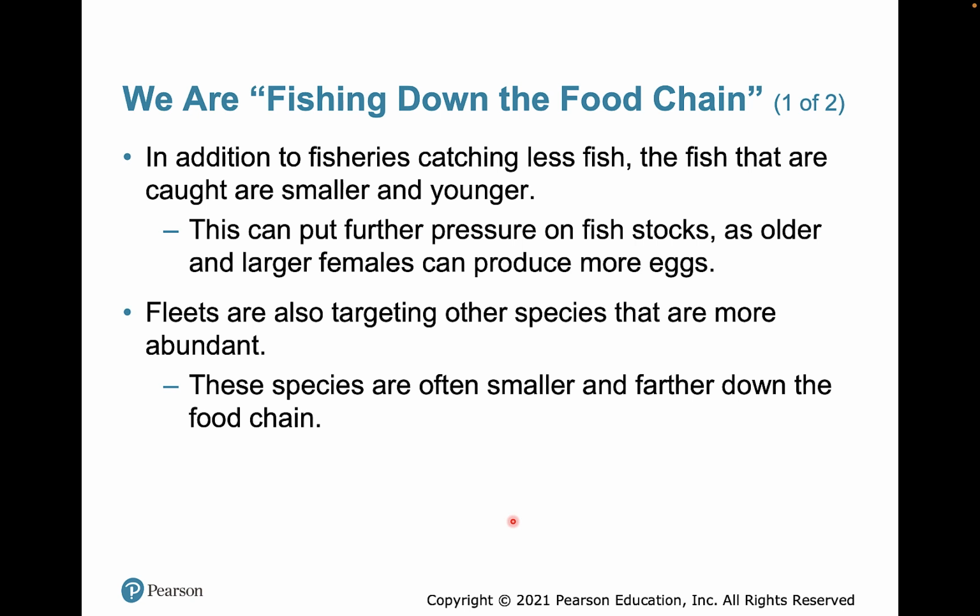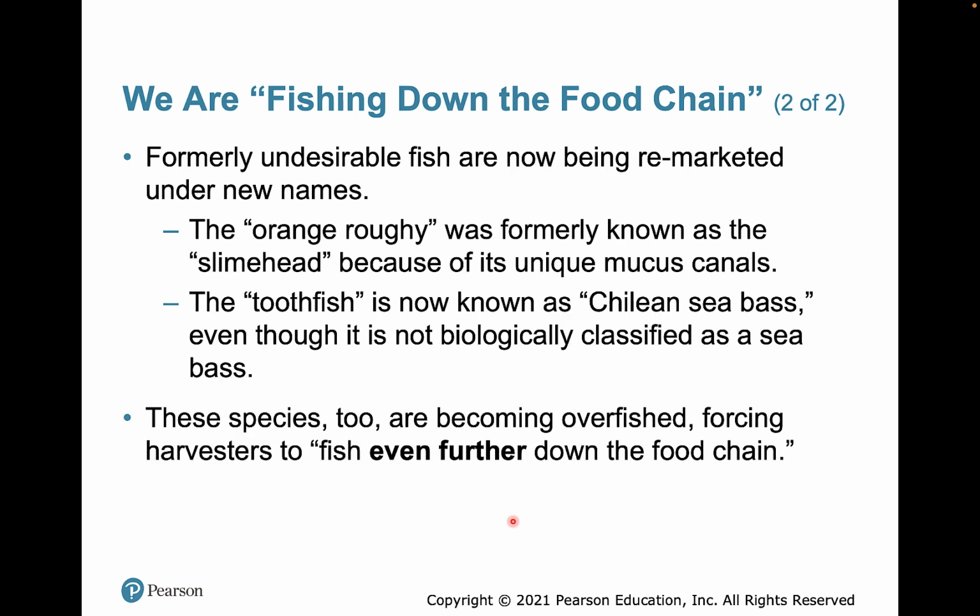As we are doing aquaculture, we are also fishing down the food chain. So we are fishing smaller fish, we're fishing younger fish, and we are fishing for species of fish that are further down the food chain, and they're also more abundant. But they're really not the kind of fish you would think you would want to eat.